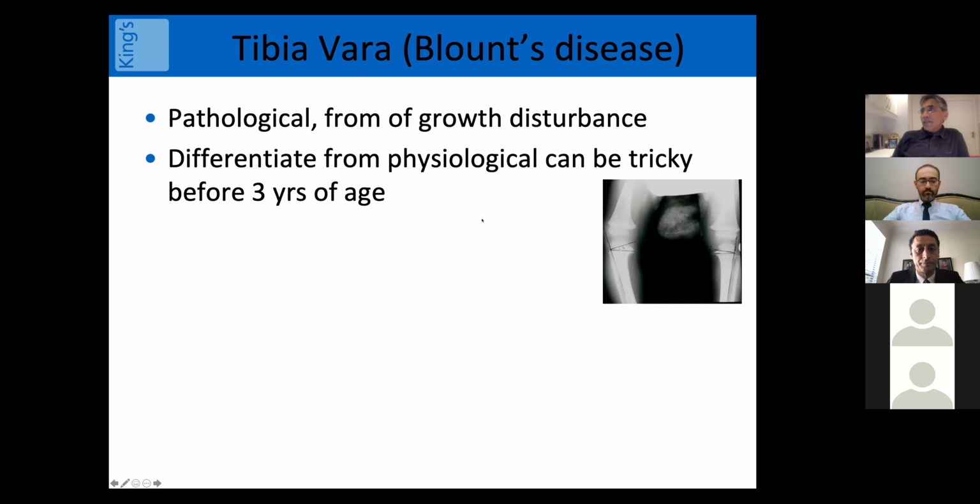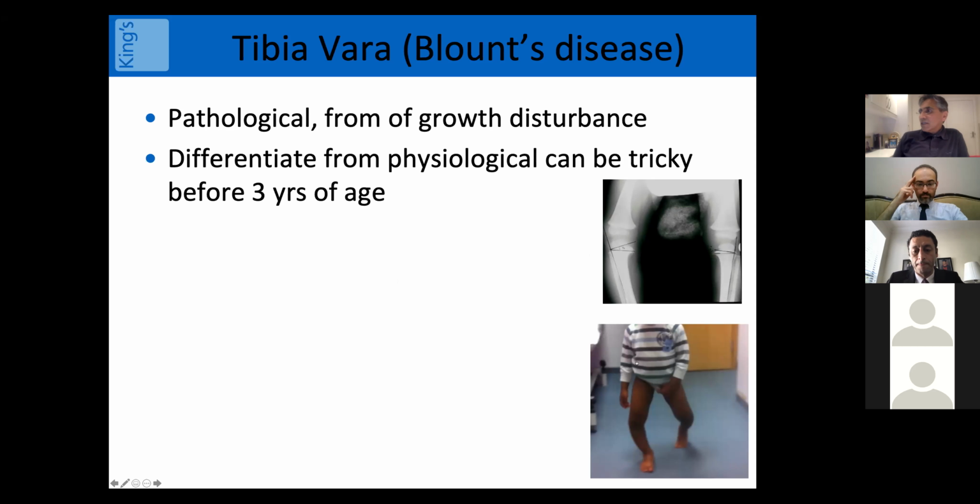So tibia vara, Blount's disease, and the biggest problem is to differentiate between physiological and pathological or Blount's disease, and I showed you the whole range depending upon the race. You need to be careful before branding a child. I'm aware of this angle. I rarely use it because it's very confusing. It also depends upon the rotation of the limb. And I didn't find it that helpful.